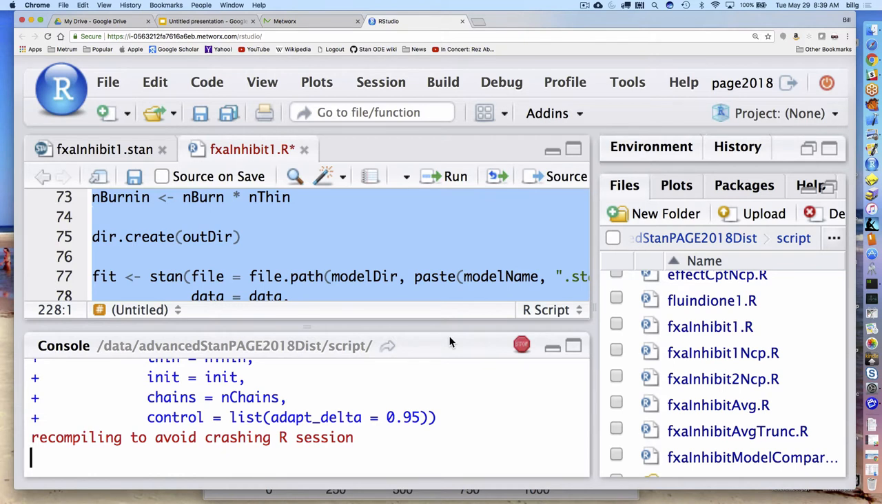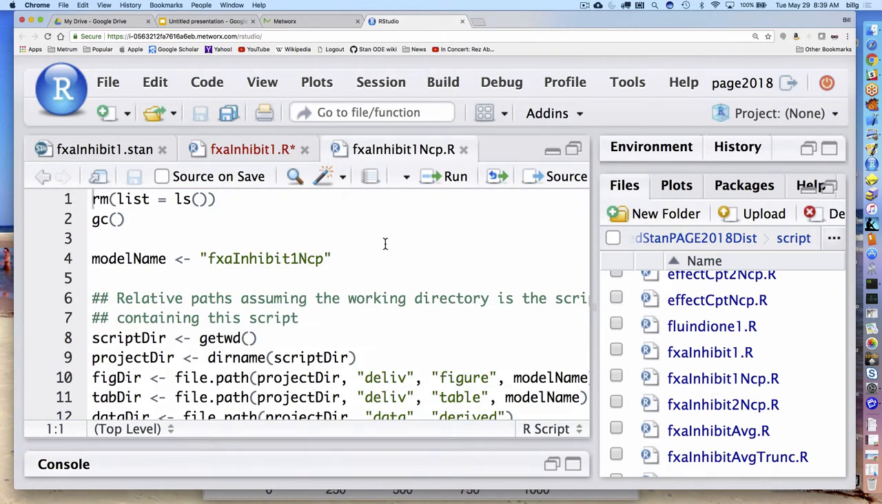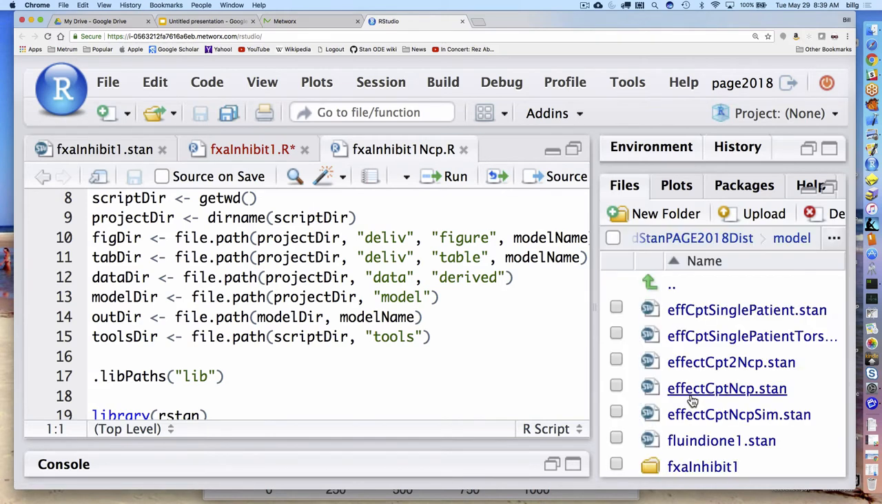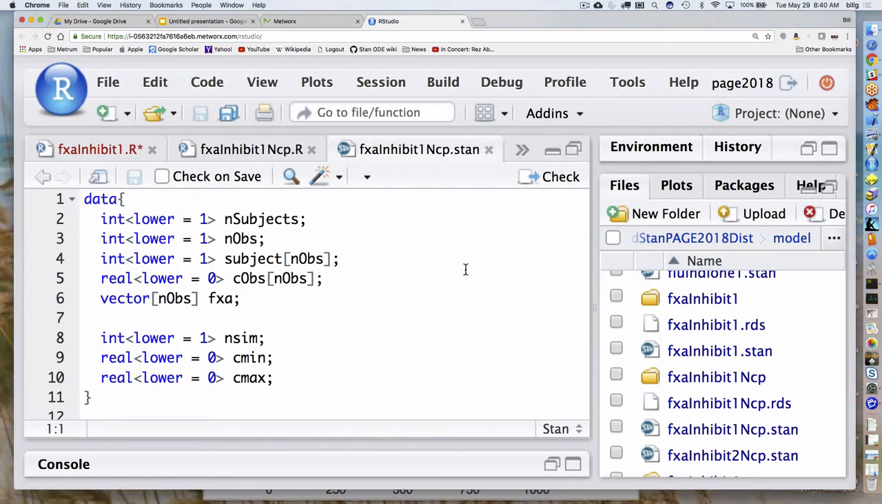So let's say anyway that doesn't adequately reduce my divergent transitions, and I need to do something more. The next logical step here would be to go to the non-centered parameterization. And that is, where'd we go here? Right here. Our factor, FXA inhibit 1 NCP. When you hang around Stan geeks, you hear NCP a lot. That means non-centered parameterization. So it took me a while to wonder what they were talking about. Anyway. Actually what I really want to look at is the model, and there it is.